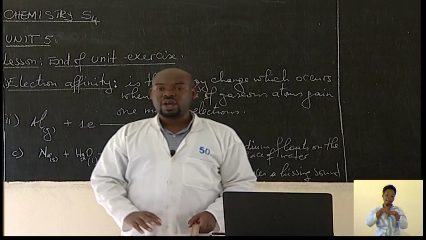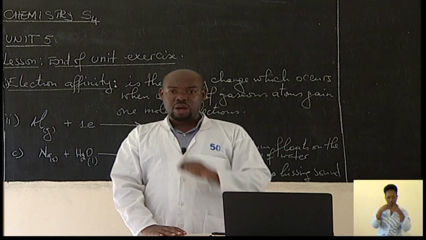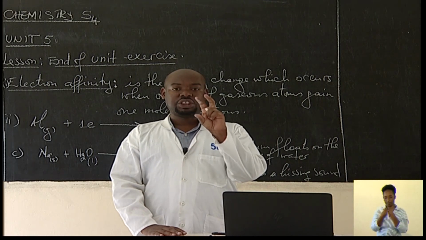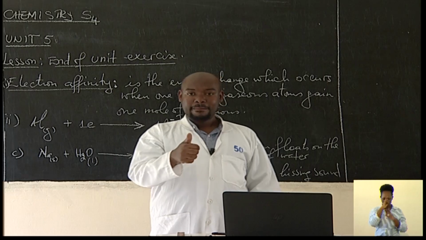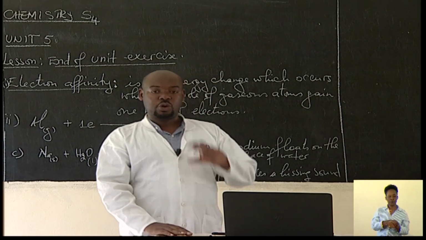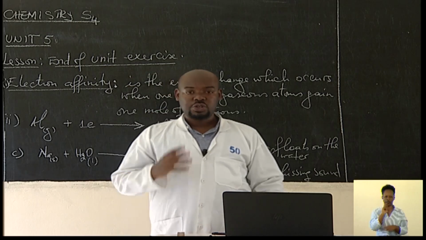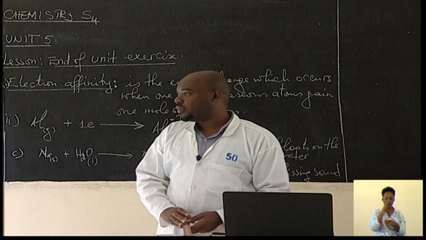But remember the two exceptions we have in group number 2 and group number 5, because the first electron is removed respectively from a full orbital and a half-full orbital, which are very stable. So it requires a lot of energy to remove those electrons.